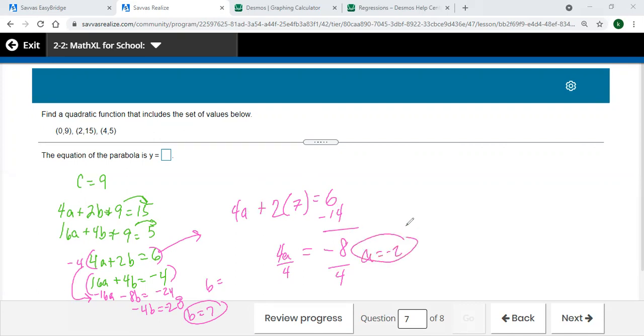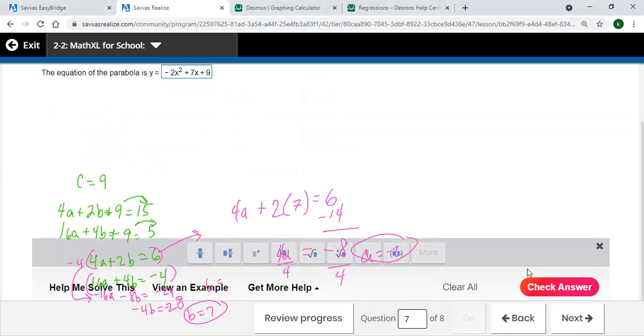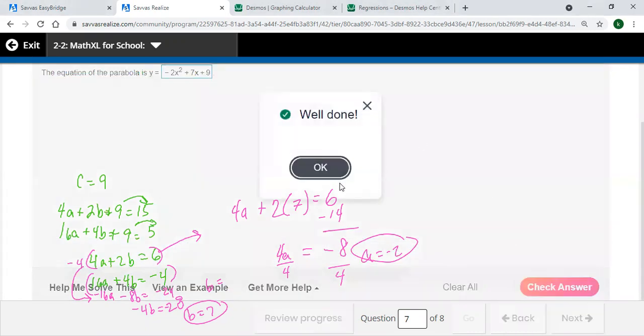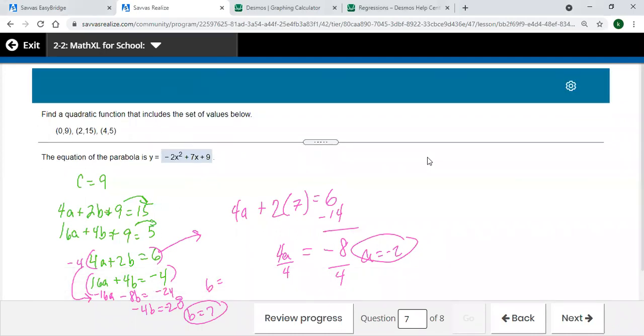And so my answer there, just in case this crashes on me, I want to finish this out. -2 for my a, x squared, plus bx, and b was 7, and then plus c, and c was 9. So let's see if that was the correct answer when I did it by hand first. But even if it's not, you get the idea.